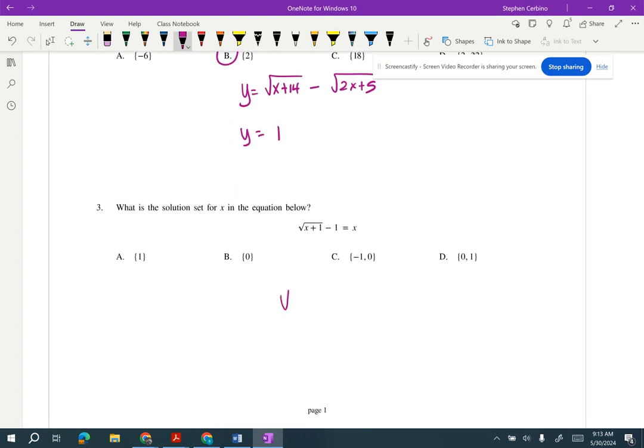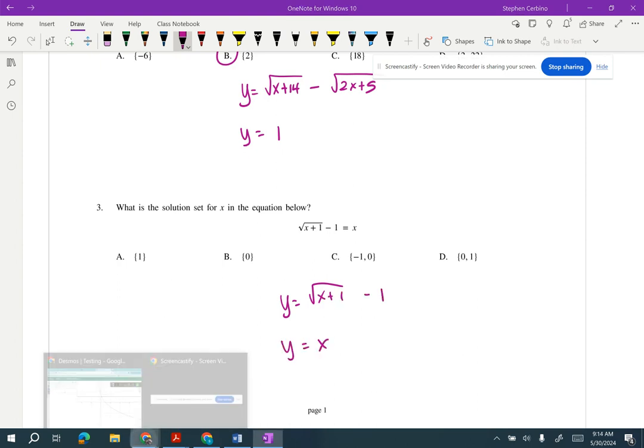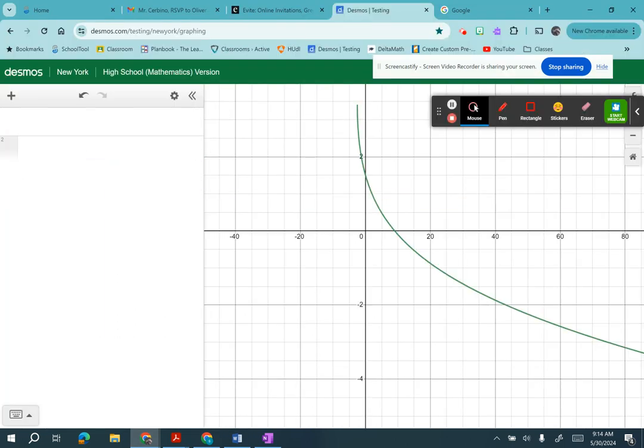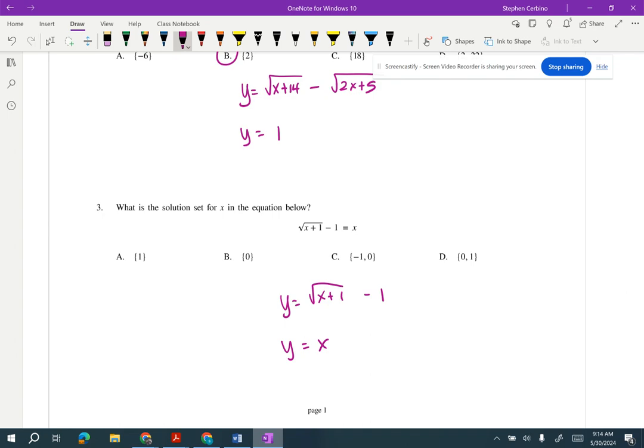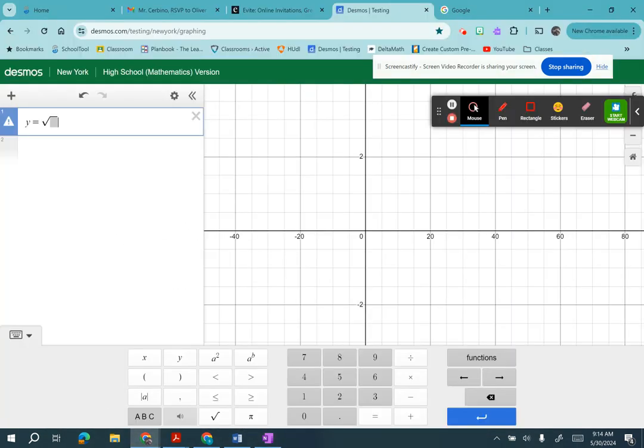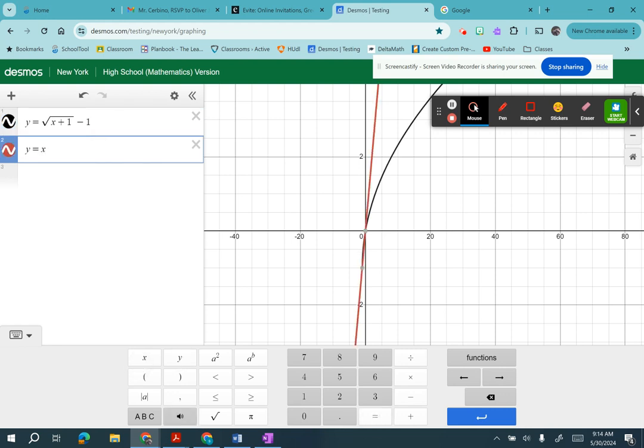So if we make y equals square root of x plus 1 minus 1, and y equals x, see where those intersect. Again, go to Desmos. This should be easy peasy as long as we actually type it in right. So we have y equals, we have a square root, and we have x plus 1 minus 1. So make sure the x plus 1 is in the radical. Get out of the radical to do the minus 1. And we have y equals x as the other side.